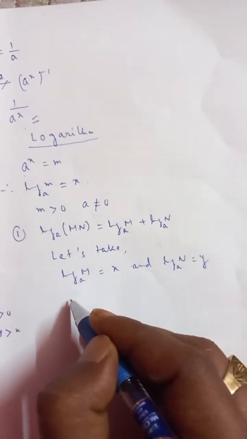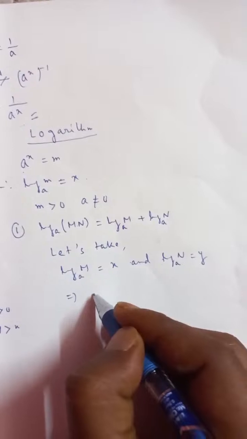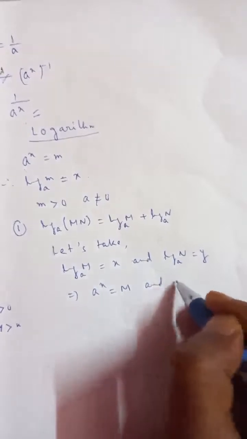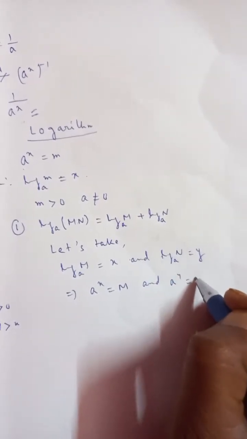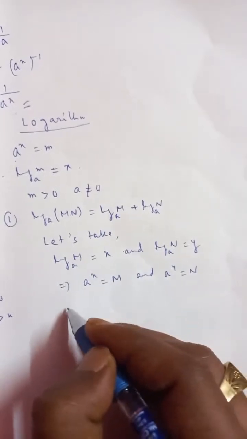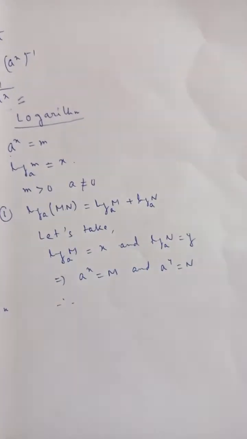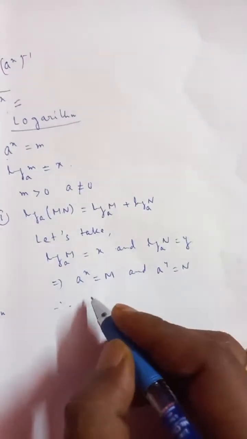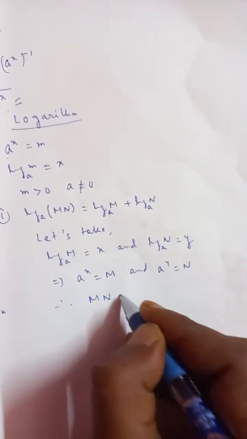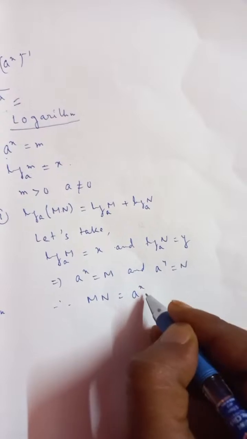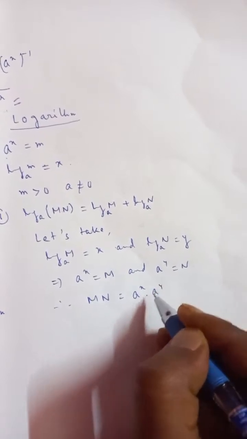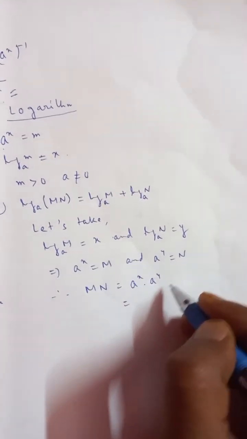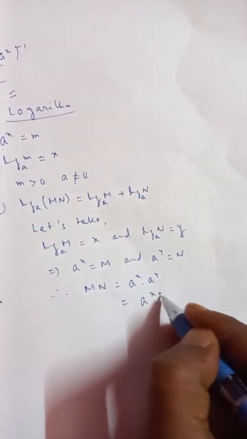So we have a to the power x is equal to m and a to the power y is equal to n. So if we multiply both of these, or if we try to find out m multiply n, a to the power x multiply a to the power y, which will be, by formula number 1 from indices, a to the power x plus y.